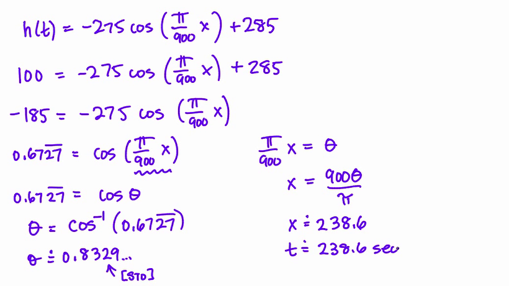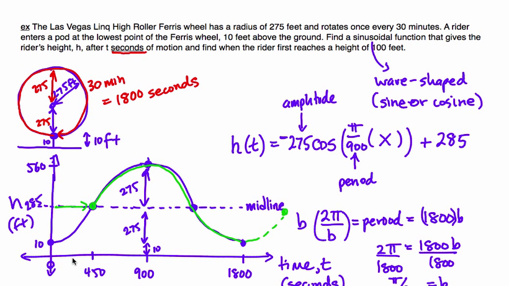And does it make sense? Well, let's take a look at our graph one time and see if the first time you would hit 100 feet would be about 238 seconds. So 238 seconds would be in here somewhere, and yeah, that certainly looks approximately when you'd hit 100 feet. So I'll assume that that's the right answer.